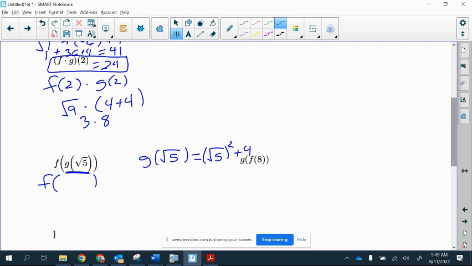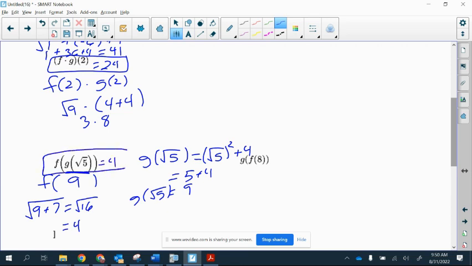So the square root of 5 squared is 5, plus 4 is 9. So g of square root of 5 is 9. And then we can input the 9 into the f function. So this would then be the square root of 9 plus 7, or the square root of 16, which is 4. So the f of g of square root of 5 is 4.